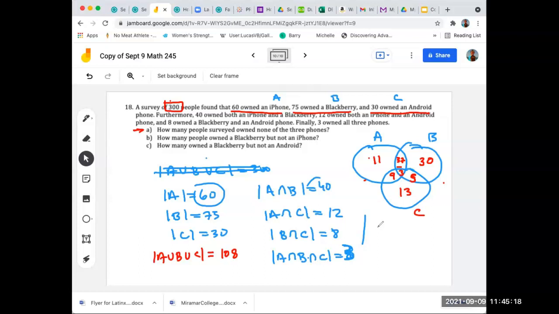Yeah, that's what I got. People who don't have phones would go outside of the circle. Yeah, exactly. All the people in the universe.